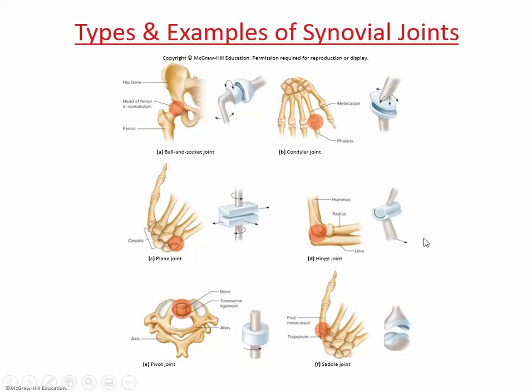So we'll go through it. When we look at it, ball and socket is this one. That's literally a ball going into a socket. Condylar joint is an oval going into an oval socket. Plane joint is two flat surfaces. Hinge joint, only flex and extend. A pivot joint rotates around a central axis, and a saddle joint is convex and concave in two directions.